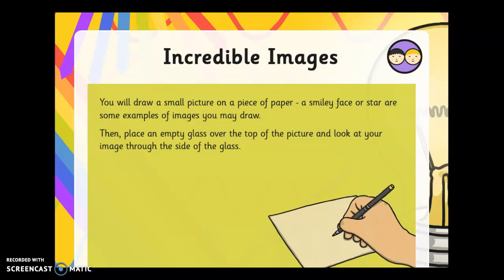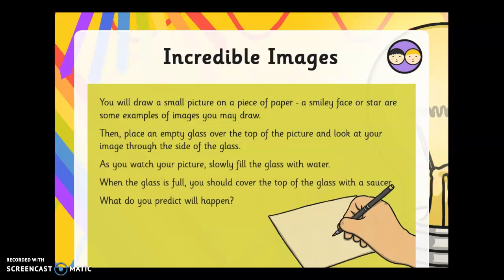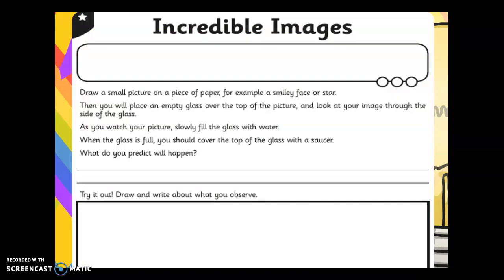Go to the side of the glass, don't look from the top. Take the side of the glass. As you watch your picture, slowly fill the glass with the water. So you have to start now filling the glass with the water. When the glass is full, you should cover the top of the glass with a saucer, with a small plate. And you have to write or tell me your prediction and then your observation. Don't forget also, if you choose this investigation, you have to record a small video and send it back to me. Here you can also fill in this paper by drawing and writing about your observation.